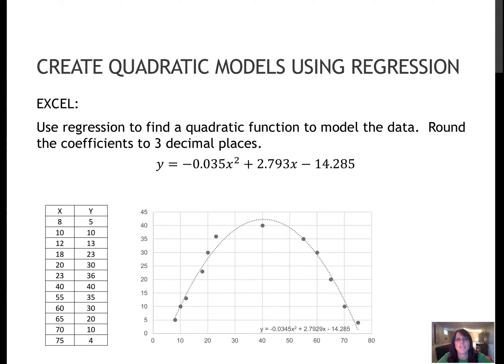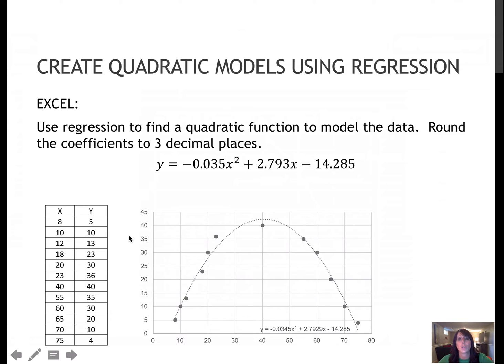The question asked me to find the model to 3 decimal places. So as you can see, I've taken the information that Excel gave me and rewritten it so that it is rounded to 3 decimal places, and this would be my model. Again, what's the point of making a model? Because now I can use this equation to make predictions for, say, when x is 30, I could predict what y was going to be, rather than looking at the values on the table and just guessing. We'll do a little bit of predicting in another example in a moment.